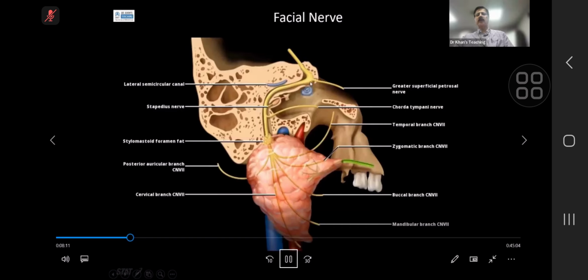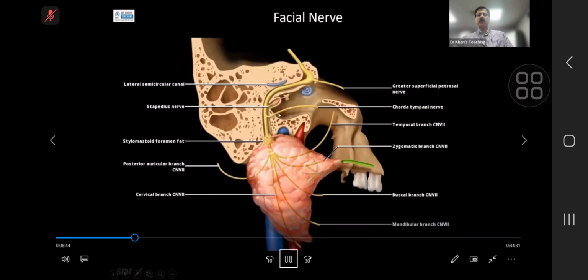Now, we have learned one branch coming out here. There are other nerves. One of the nerves is this nerve. There is a muscle here known as the stapedius muscle within the middle ear cavity, and this joins the stapes. It causes what we call sound damping, and there is a branch which provides innervation to this. This is the nerve to the stapedius.